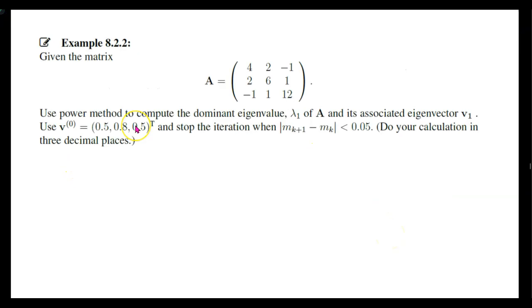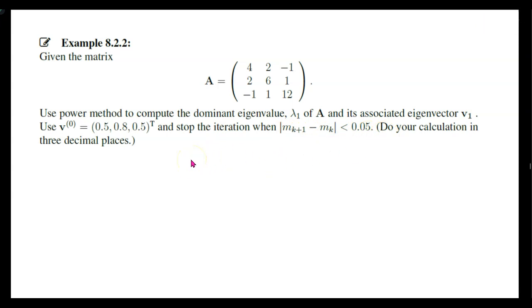All right. Consider this example, where you are given this matrix A here, and your aim is to compute the dominant eigenvalue lambda 1 of matrix A, and also its associated eigenvector v. So two things: lambda 1, the dominant eigenvalue, and the associated eigenvector to that dominant eigenvalue. And you are given the initial eigenvector, so v_0 is given here, and stop the iteration when you satisfy this stopping condition, and do the calculation in 3 decimal places.